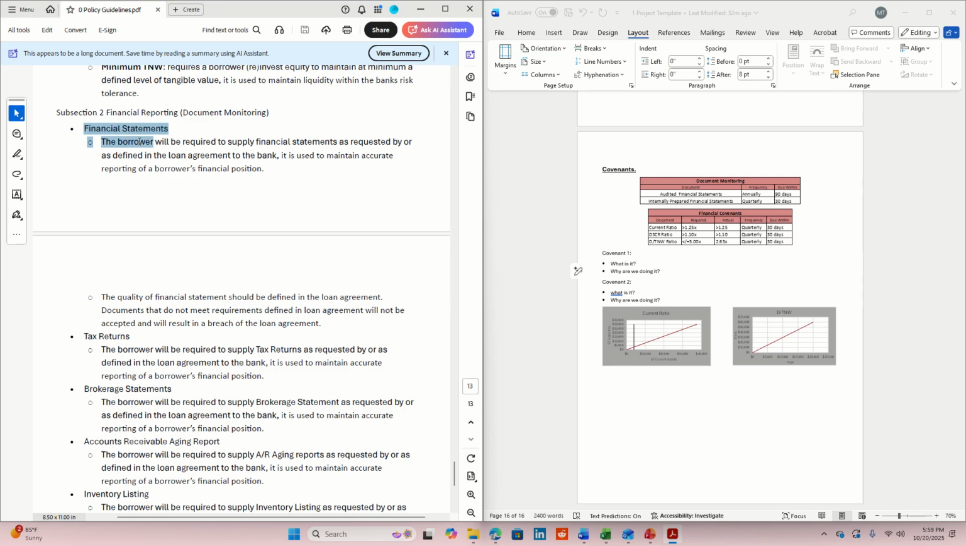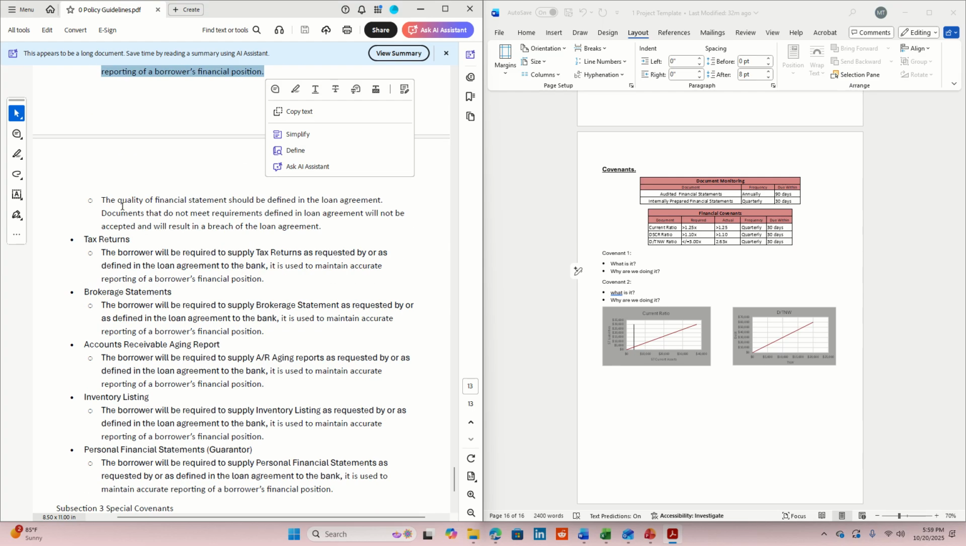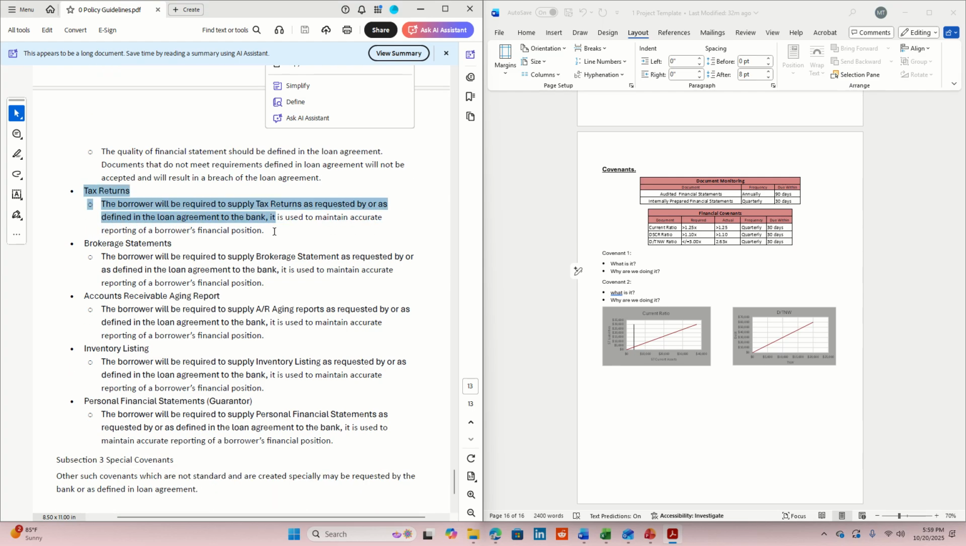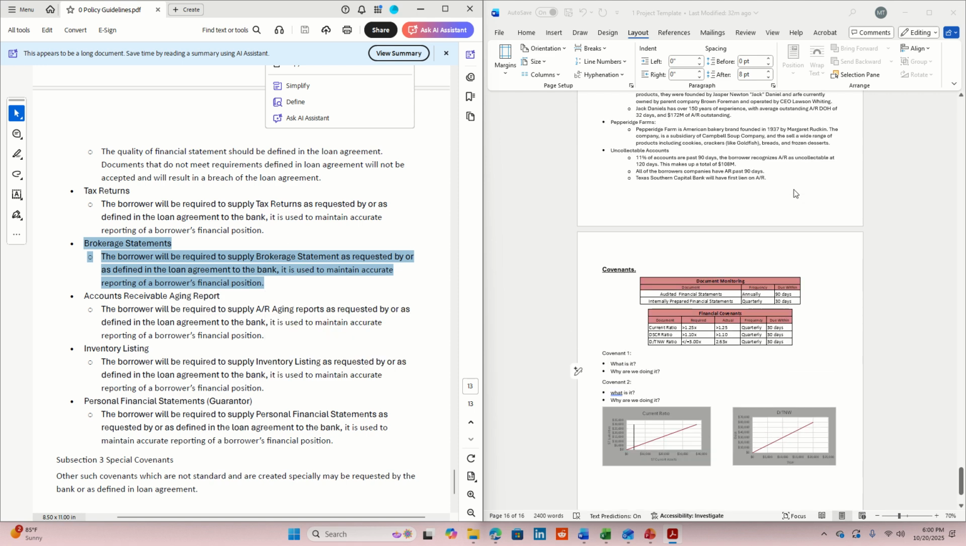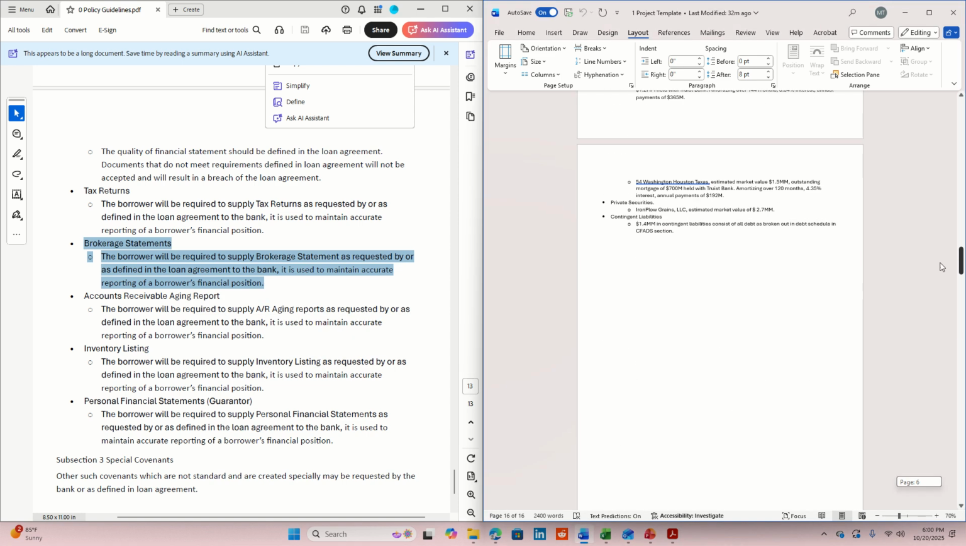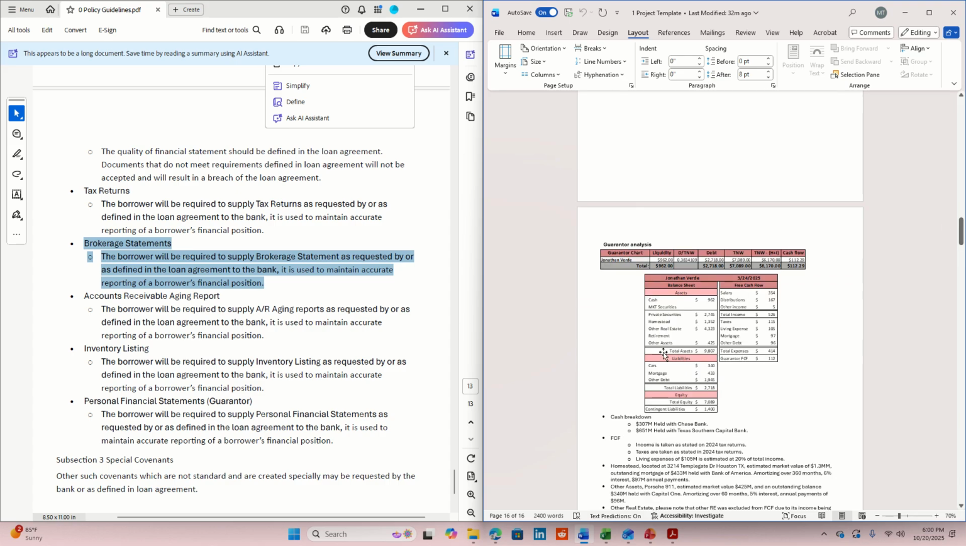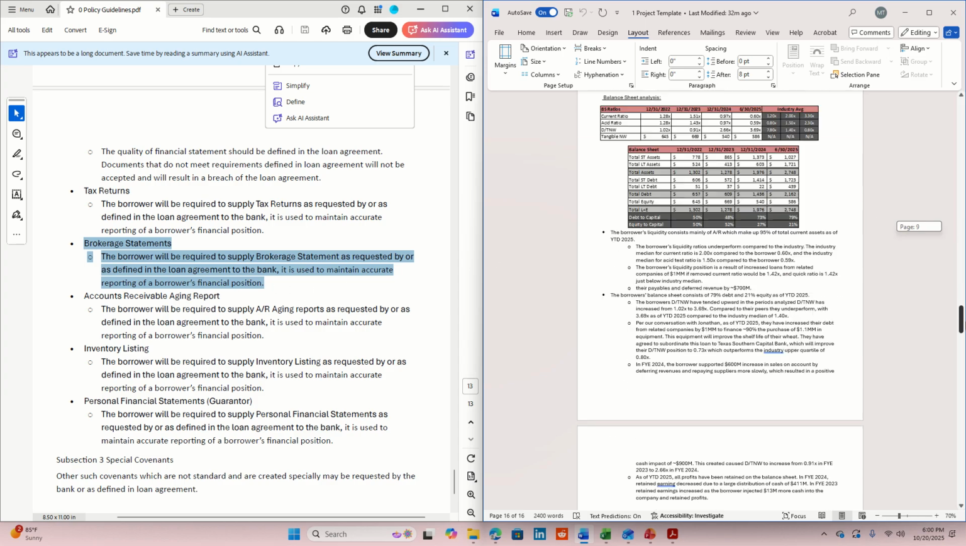Naturally, we're all going to require financial statements. We're all going to require tax returns. We're all going to require brokerage statements for the guarantor if the guarantor has marketable securities. Now, my guarantor does not have marketable securities, so I'm not going to require brokerage statements, but I'm still going to write it down so I can show you how you would require something like that.